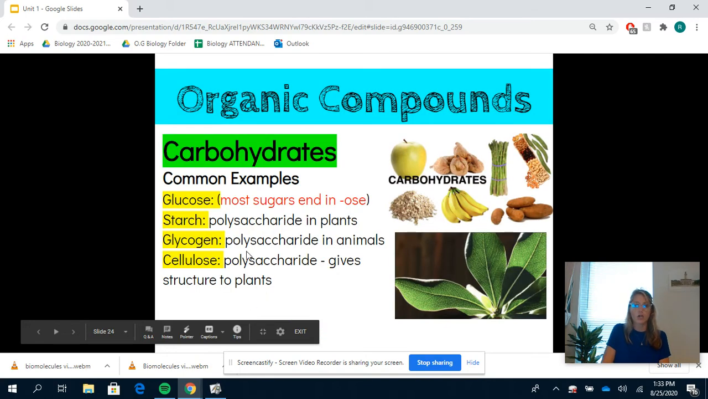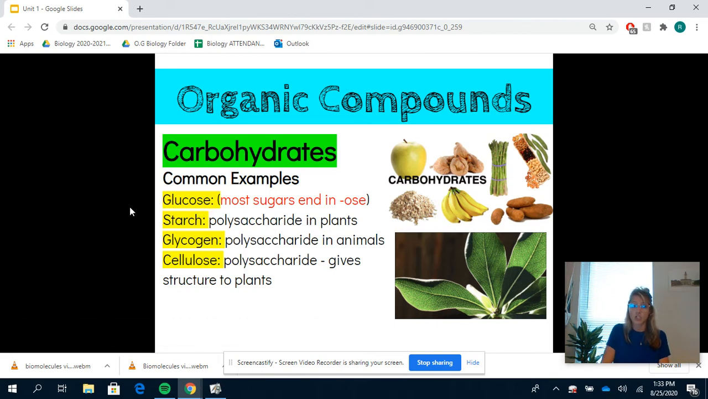All right, here are our common examples of carbohydrates. The most common example we have is glucose. Glucose is actually a monomer. It is the monomer. So glucose is the same thing as a monosaccharide. Anything that ends in an -ose, so glucose, sucrose, fructose, is a sugar.